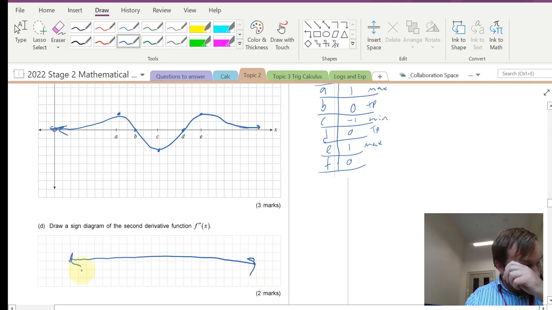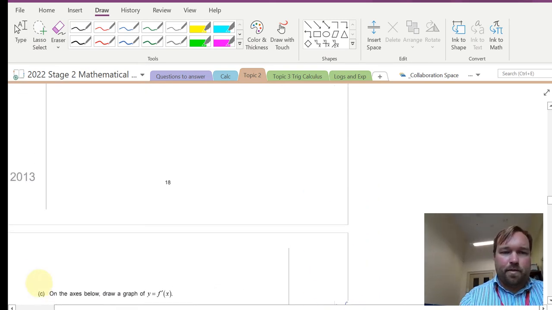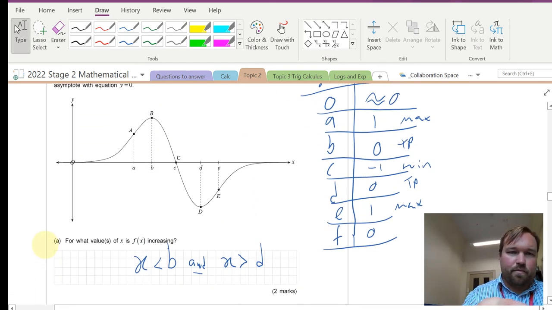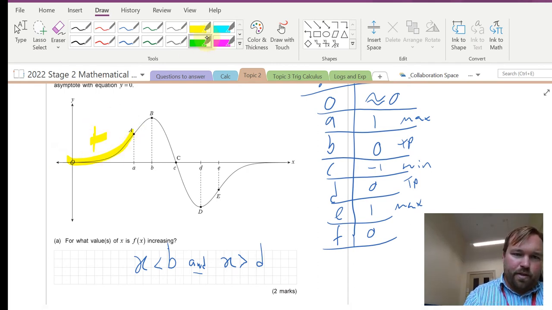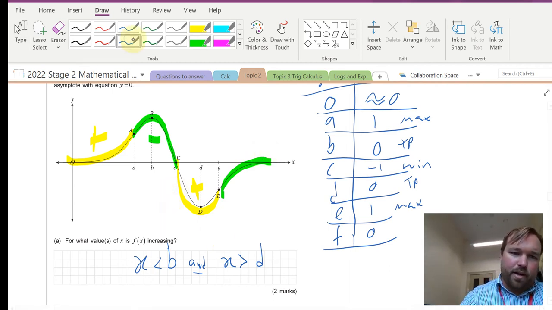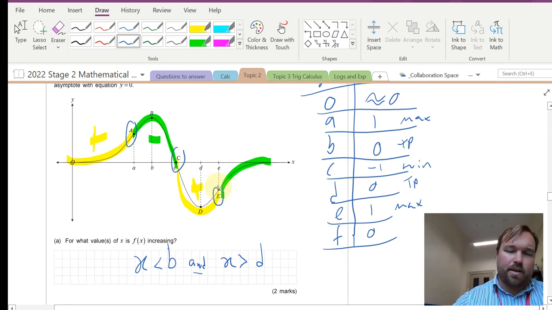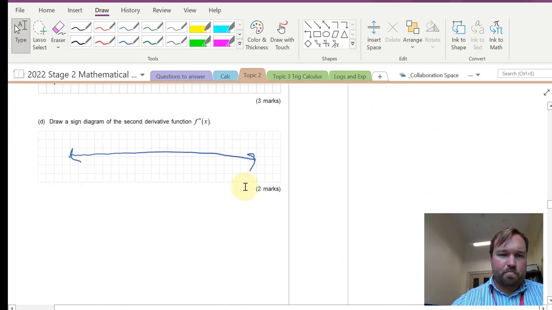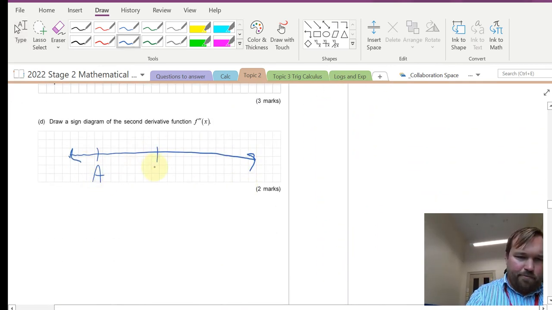Now the second derivative, it's probably most easily seen from this, is that's going to be positive, negative, positive, negative. Our key points to include are A, E, C. And pos, neg, pos, neg. Pretty cool.